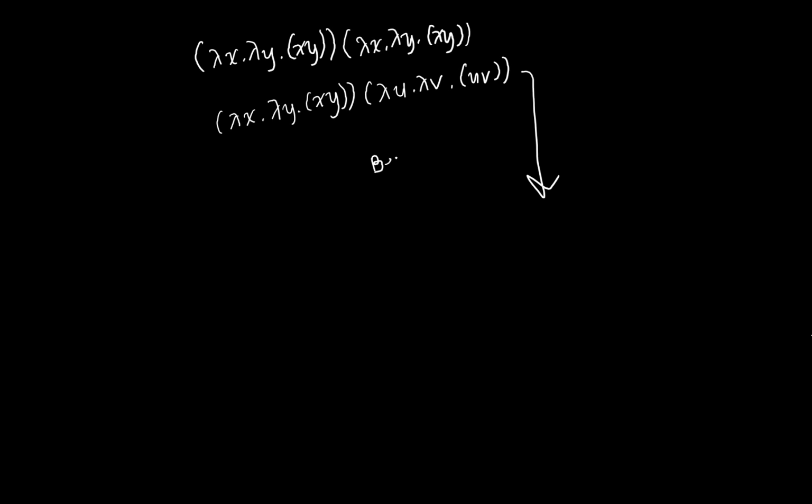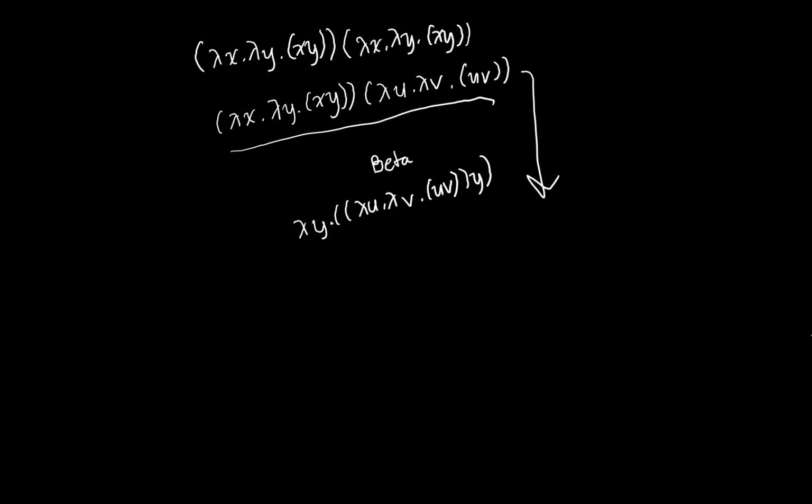first thing that we need to do is to beta reduce this application. And if we do that, I'm just gonna sort of skip this one a little bit. If we're gonna do this beta reduction first, we're gonna end up with lambda y dot lambda u dot lambda v dot uv, and then finally y.